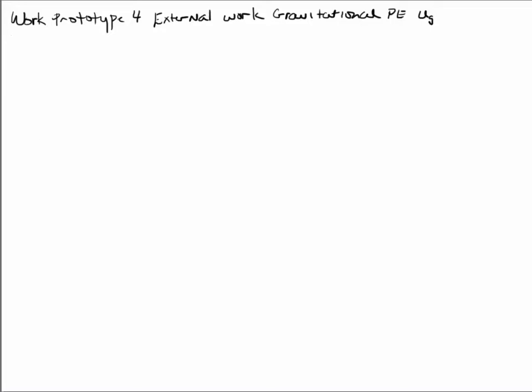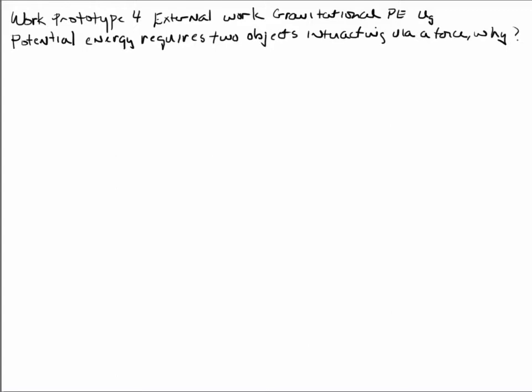This time we're going to be looking at external work and change in gravitational potential energy, usually denoted as U sub G. Potential energy requires two objects interacting via a force. Why? If there is no interaction, there is no potential energy.